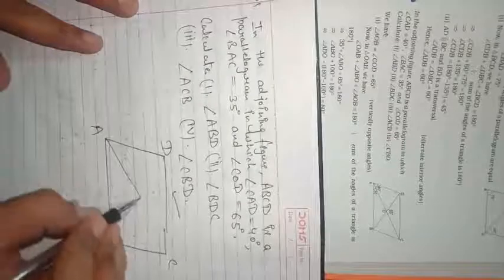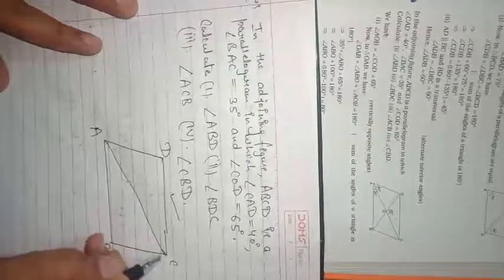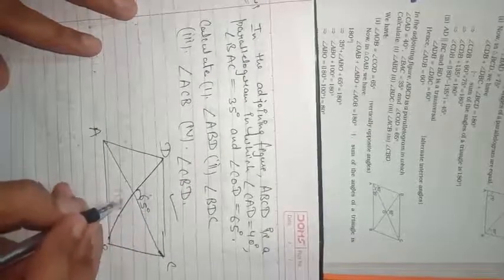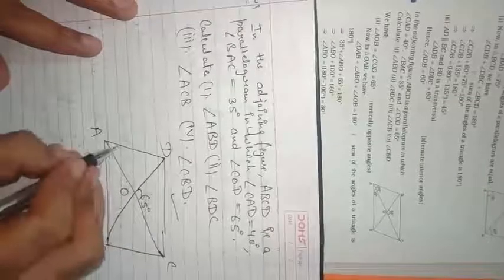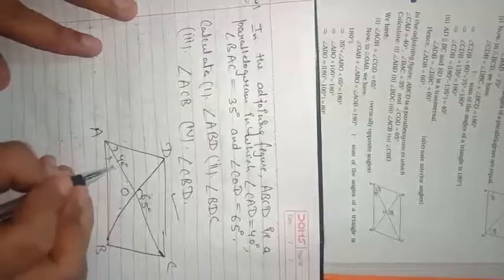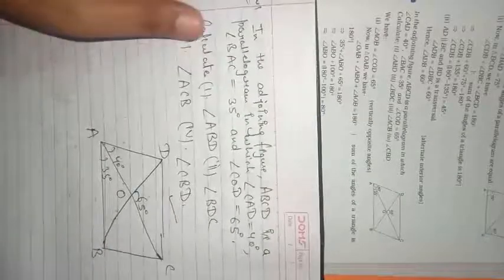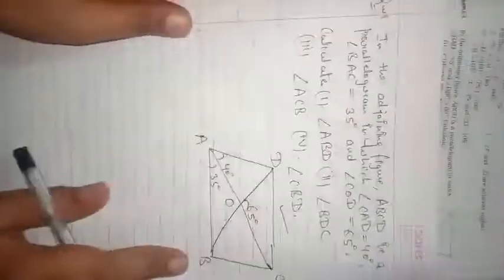And let us join A and C. AC we have drawn. Let us join these two, BD we have done. 65 degree, and this missing angle is O, 40 degree, 35 degree, CD. All the points we have mentioned. Okay, fine. So students, now we don't need the book. So the question you can see clearly.